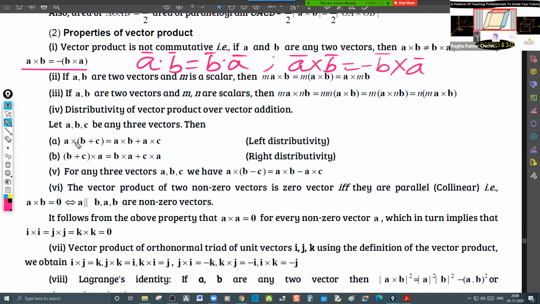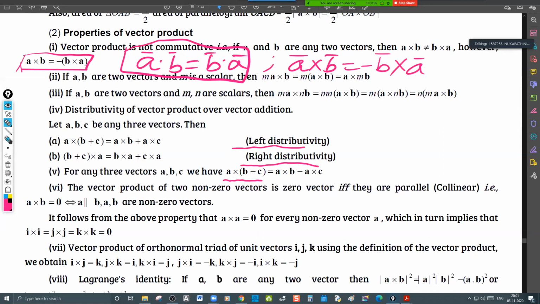So rest all, the distributive law it follows, right distributive law, left distributive law, all this it follows. And in A bar cross of B bar minus C bar, you should not deviate the position of A bar here. If it is on the left hand side, you must keep it on the left hand side only, and you should not interchange as you like, because A bar cross B bar is not equal to B bar cross A bar. That's what he has given here. You can see A bar cross B bar is equal to minus B bar cross A bar. If it is a scalar product, no problem at all. A dot B, B dot A are one and the same. These are some properties you have to understand.